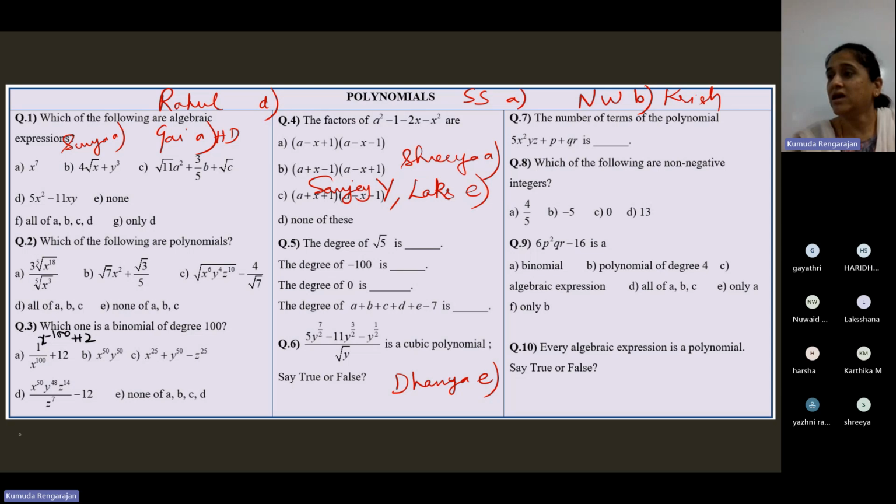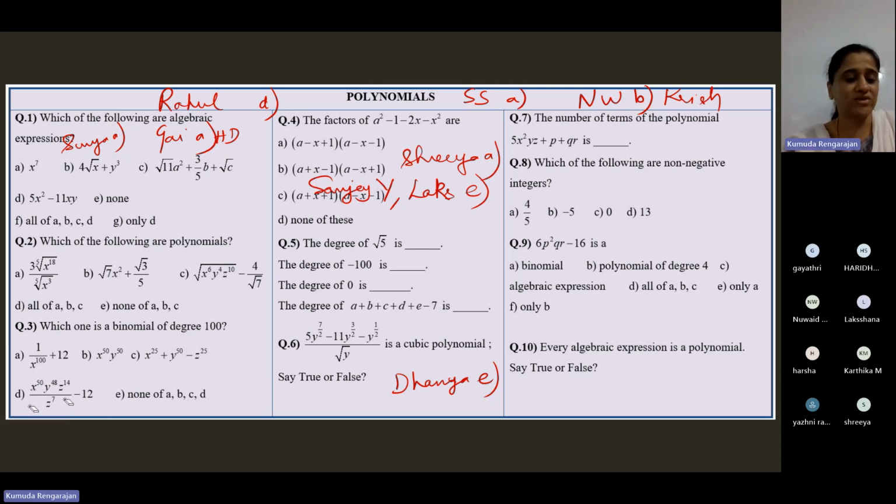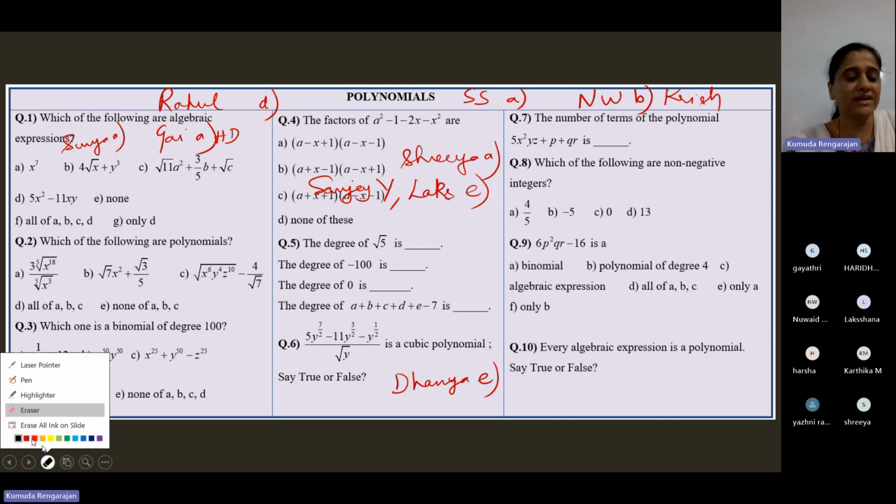What's a binomial? A polynomial with two non-zero terms is a binomial. So option A is not a polynomial at all. Then how can you say it's a binomial just because it has two terms? It's an algebraic expression with two terms. It's not a binomial. Correct. So Lakshana was right.